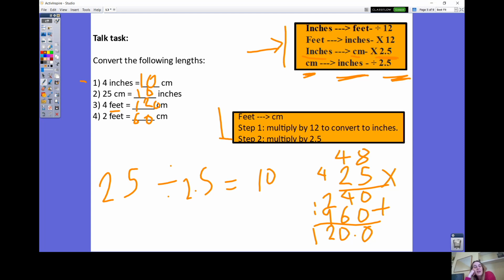If not, pause the video there now. Look at the tables to see where you went wrong and check your multiplication or divisions again to see where you went wrong in these conversions of lengths.